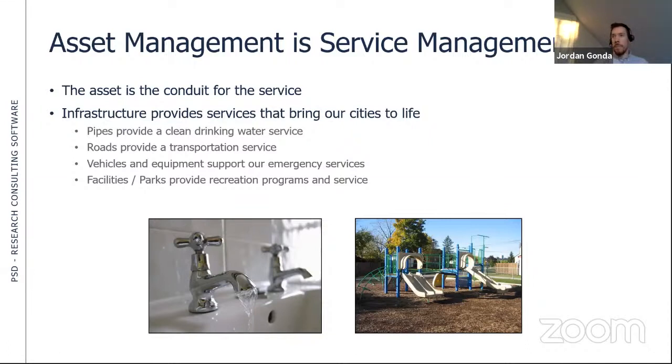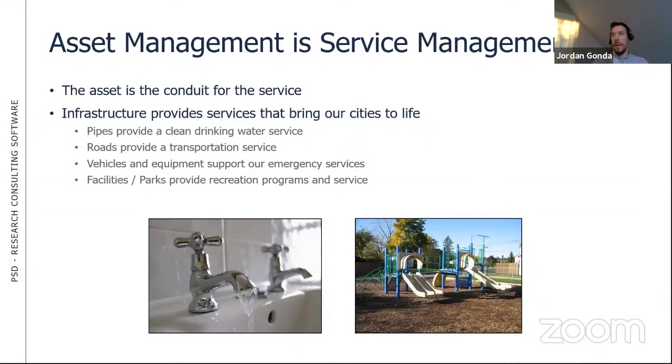So you can imagine you wake up in the morning, you brew your cup of coffee, and that requires pipes to provide clean drinking water. Maybe pre-COVID you would have driven to work, and you need a road to drive on. Maybe we need emergency vehicles because there's a fire somewhere. Perhaps you have children that you take to the arena to play hockey. All these things provide service, and what we're doing is trying to quantify that value.